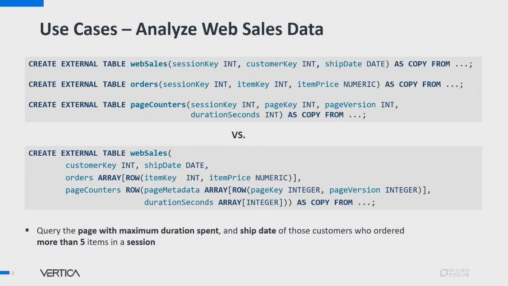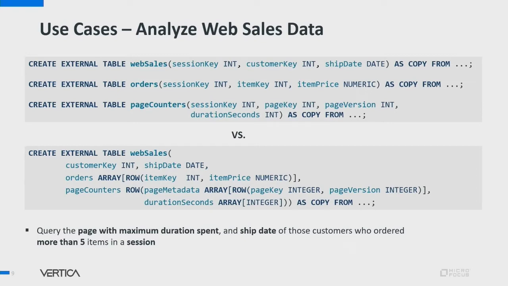So say you're a web analyst and you want to look at your customers who are making these purchases, and you want to basically get the maximum duration spent, the ship date of all those customers who place more than 5 items in a session. So you want to know if they're taking advantage of your shipping policies or shipping offers, and you want to see why they are spending so much time on a particular page. So you're curious about this.